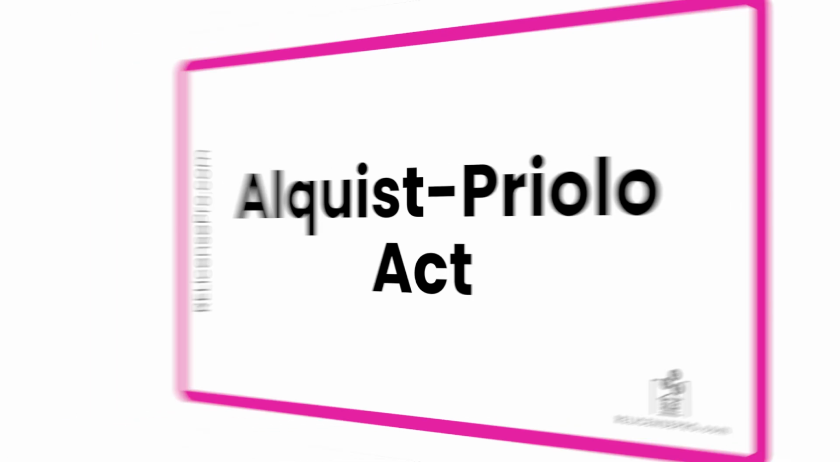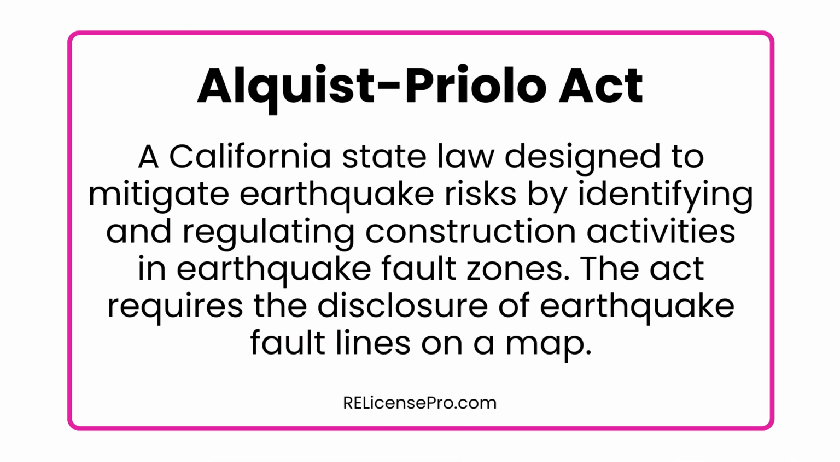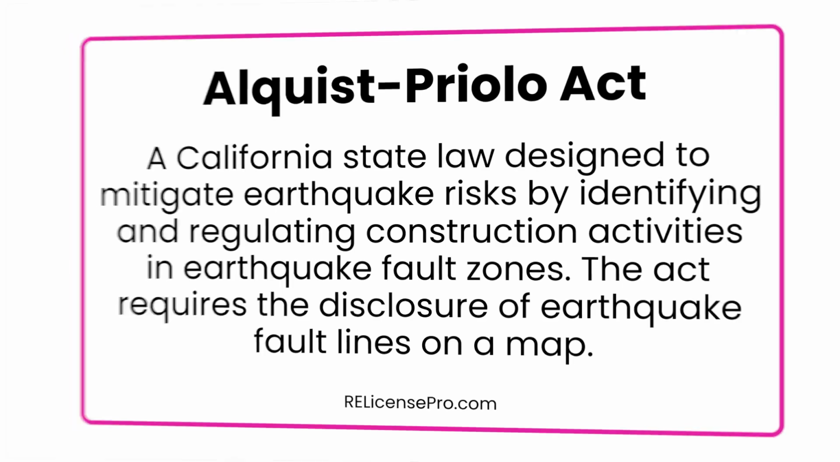Alquist-Priolo Act. The Alquist-Priolo Act is a California state law designed to mitigate earthquake risks by identifying and regulating construction activities in earthquake fault zones. The act requires the disclosures of earthquake fault lines on a map.